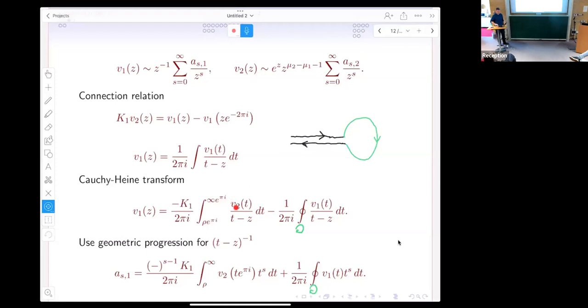But the difference is that this V2 at t along the negative real axis is exponentially decaying. So this integral here, you can actually expand this one over t minus z via a geometric progression, and you get an asymptotic expansion. So this one is very friendly for asymptotics. This is a finite integral, so then you can do the same. So both of them can be expanded, and that means that you can get integral representations for the coefficients, like the one that you see here. And you have an exact integral representation for the remainder.